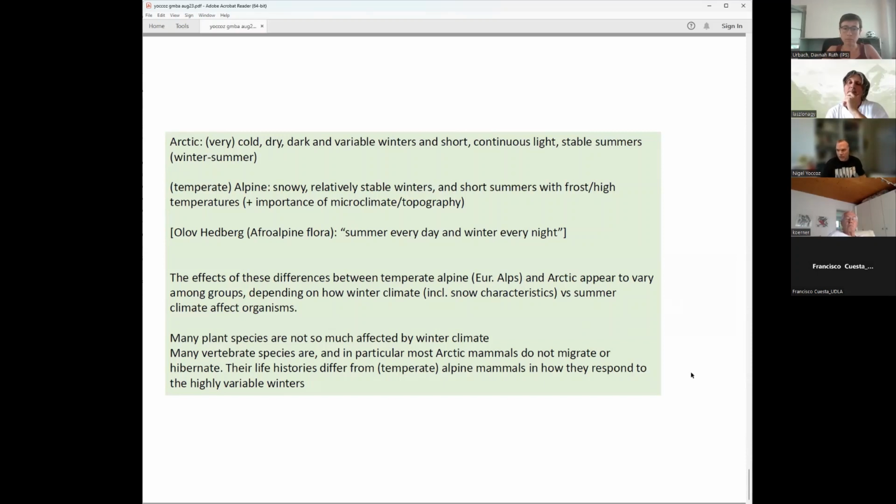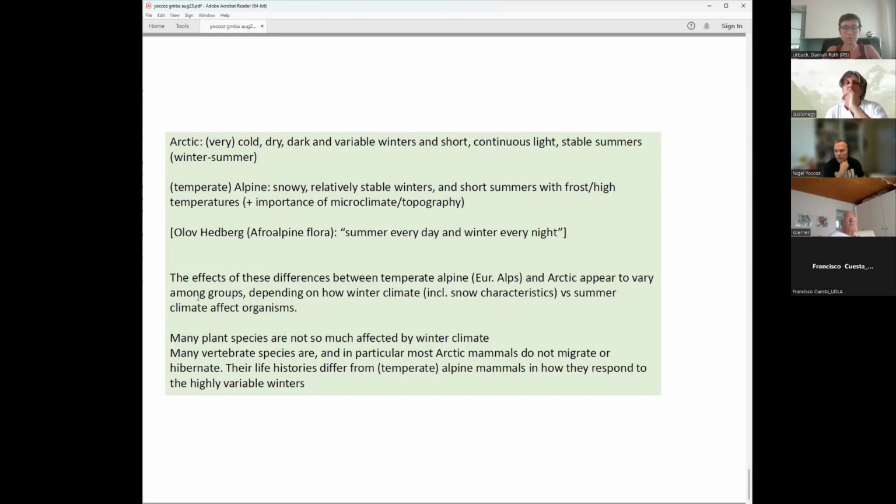I would say at another extreme, think about the tropics, and I think Laszlo will talk about it, that when, for example, Olof Hedberg was talking about the African mountains, he said this is a climate where you have summer every day and winter every night. So that's the complete extreme if you go from the Arctic to temperate to the tropics.